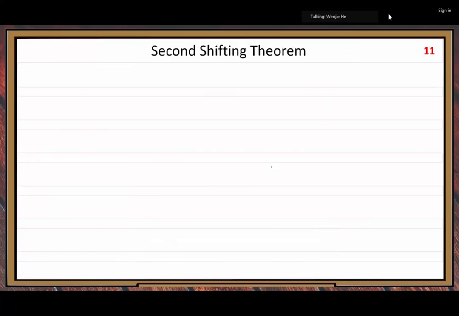Then the second shifting theorem. Remember, we learned the first shifting theorem in module 2. Now, the second shifting theorem. I will copy the first shifting theorem here so you can do the comparison. What's the difference between these two shifting theorems?